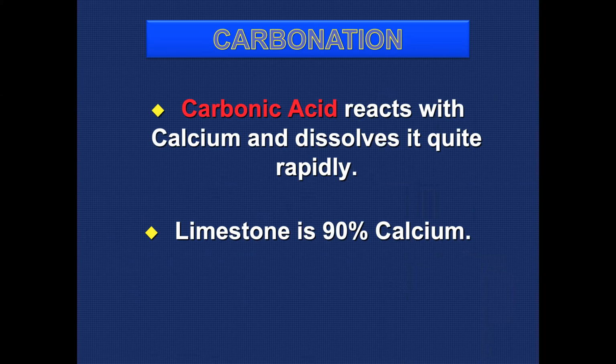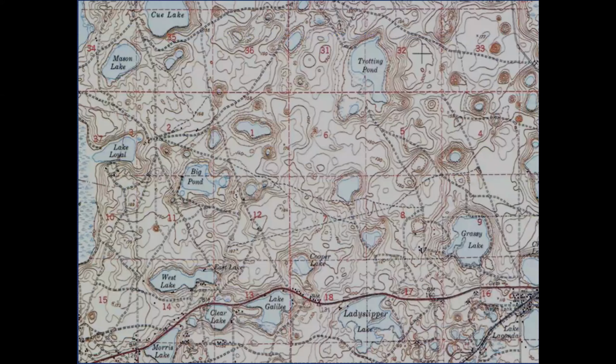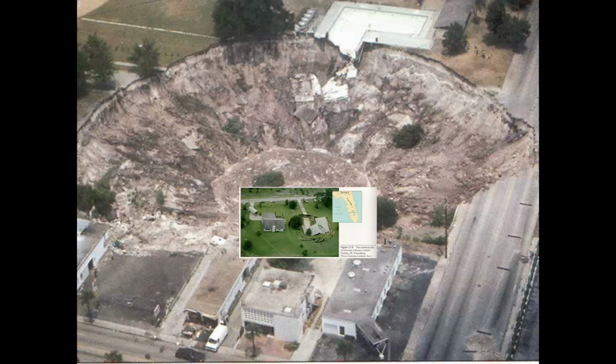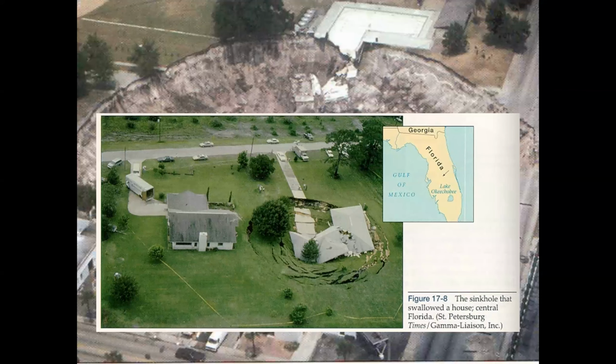Carbonic acid reacts with things like calcium, and it dissolves it over time, creating a very distinctive landscape that we'll talk about in a lesson coming up. So I think it's the third part of this. Here's an example of a topographic map of Florida, and here you see all kinds of dimples and circular mini lakes. The landscape in Florida is mostly limestone, and it has been dissolved over time. Here's what a sinkhole looks like. Worst possible scenario here.